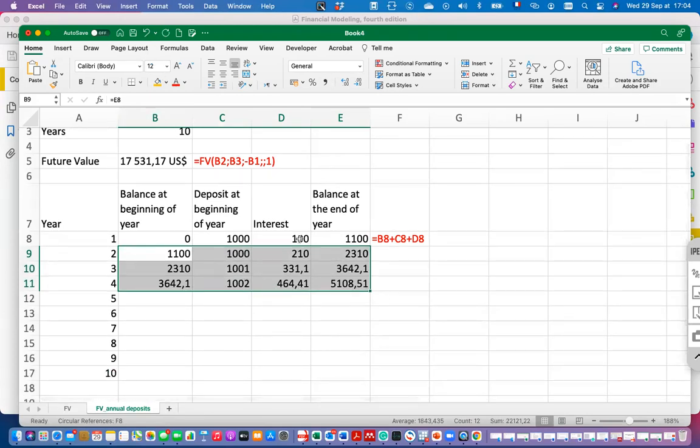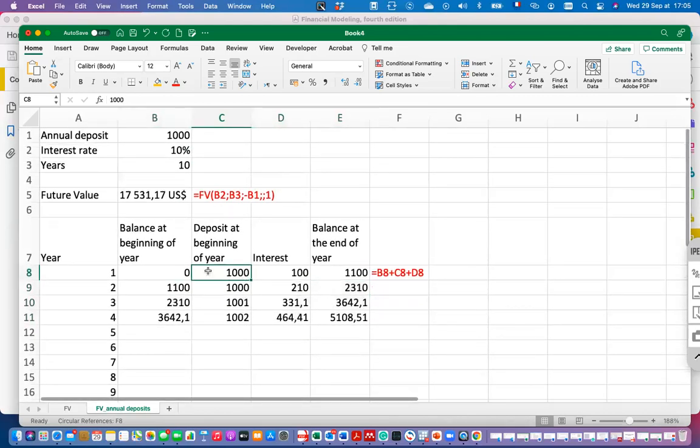See here, when I scroll down the pointer, the deposit has changed. It becomes 1001, 1002. So there's a problem here. So we have to pay attention. So how to deal with this situation? Since the annual deposit is constant, right?